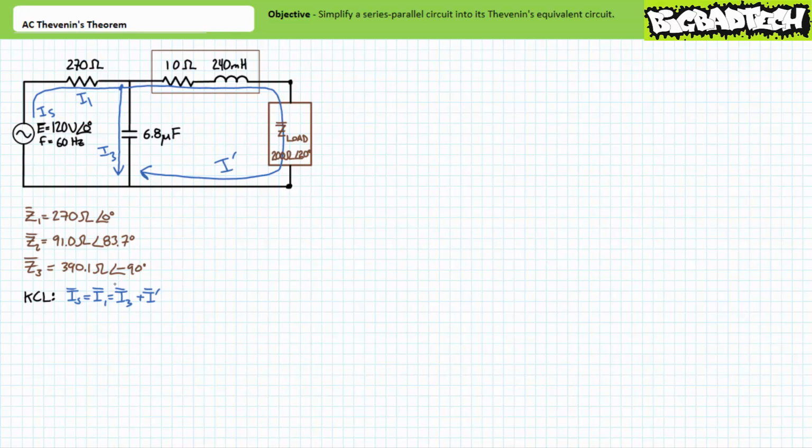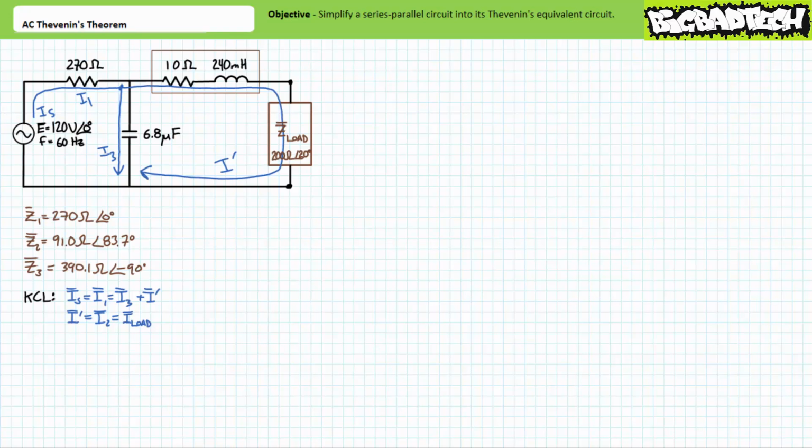Then it splits into two paths, a portion of which goes through impedance element Z3, and the other portion of which goes through the series combination of impedance element Z2 and our load impedance Z load. Let's call this path I single prime, where I single prime is the current through impedance element 2, which is also the current through our load impedance.